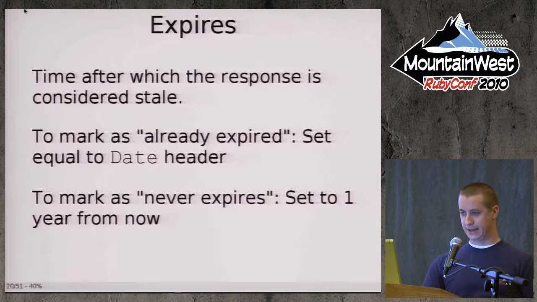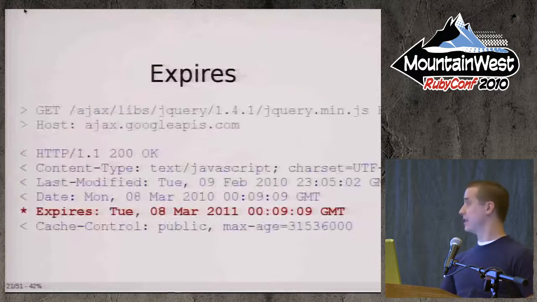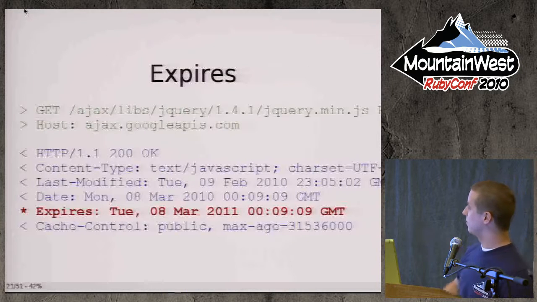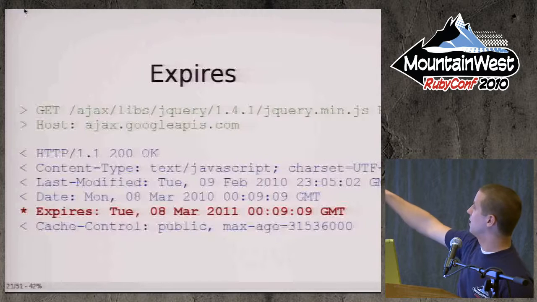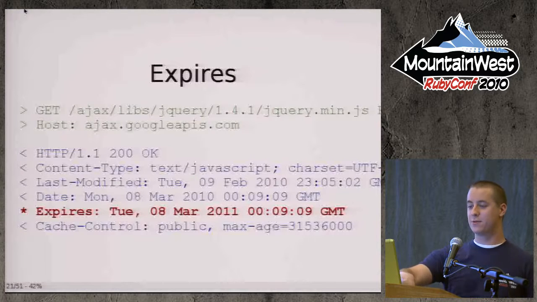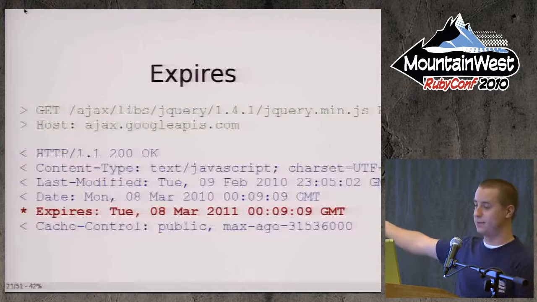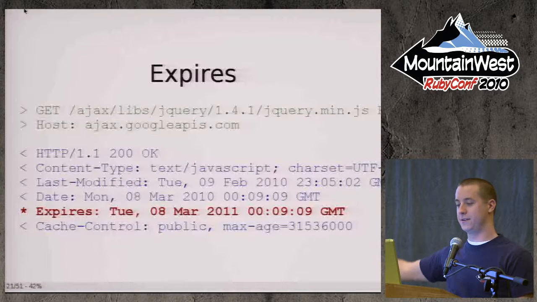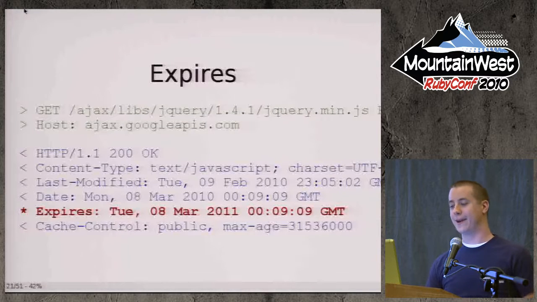Oh, look, I had a slide for that. So this is an example of what the Expires header looks like. I'm getting the AJAX lib from Google of jQuery 1.4.1, and it comes back with the Expires header, which I have in red there, and it's a year from 3 days ago when I got that. So a browser isn't going to get this for another year.